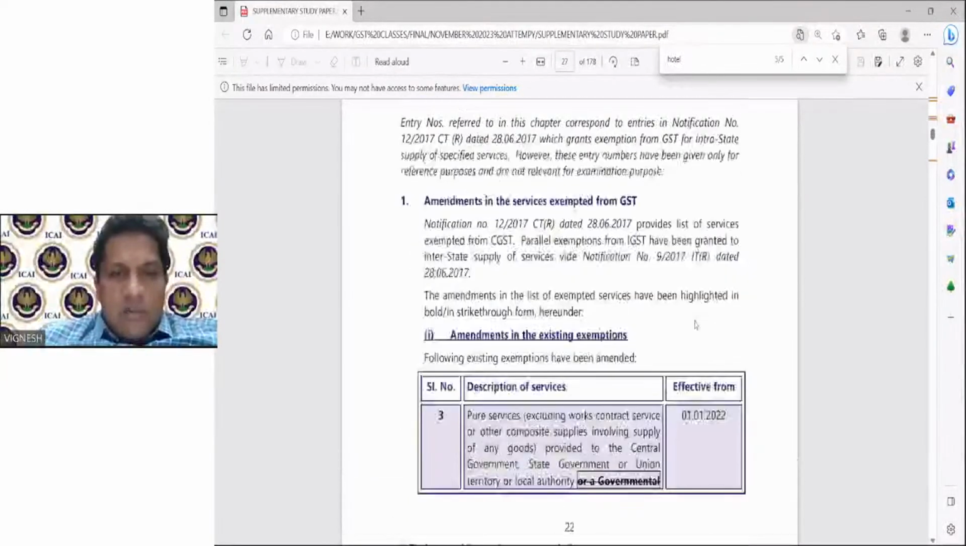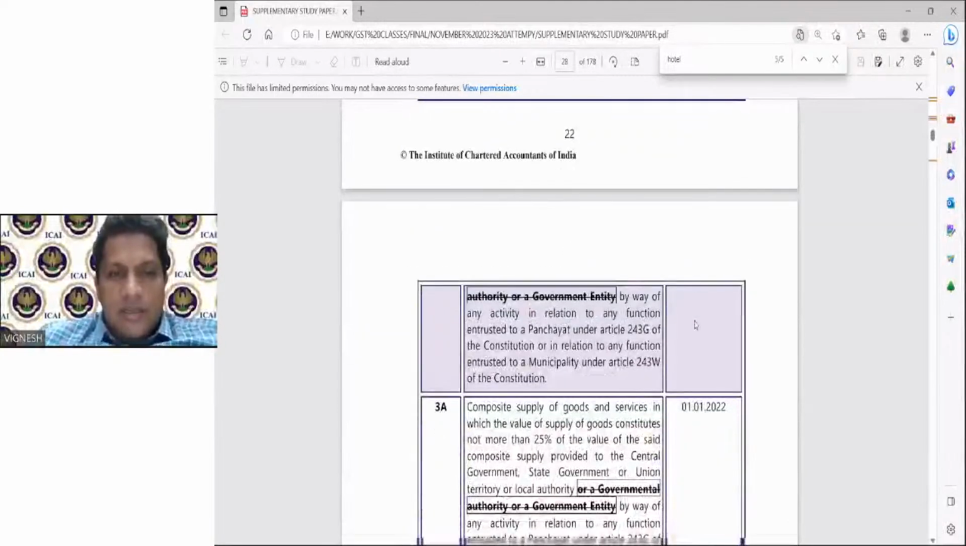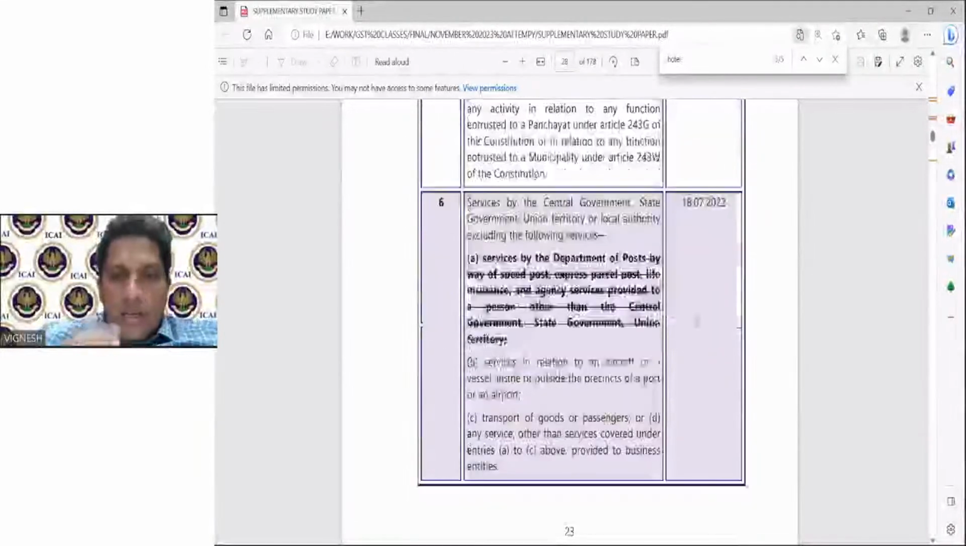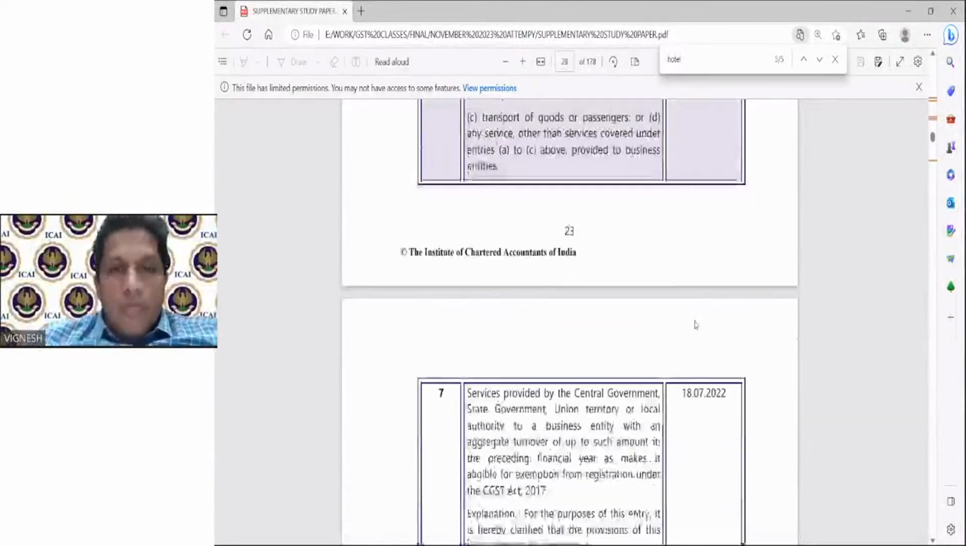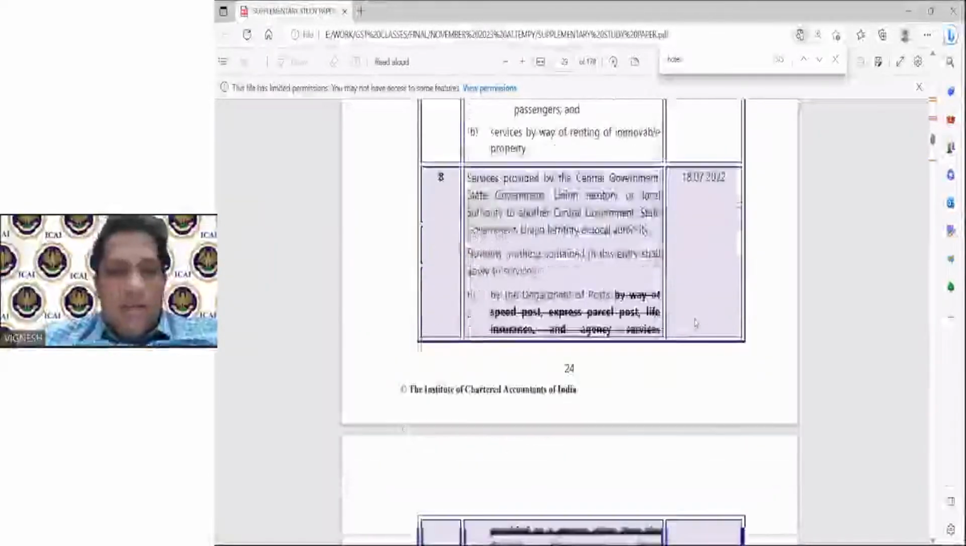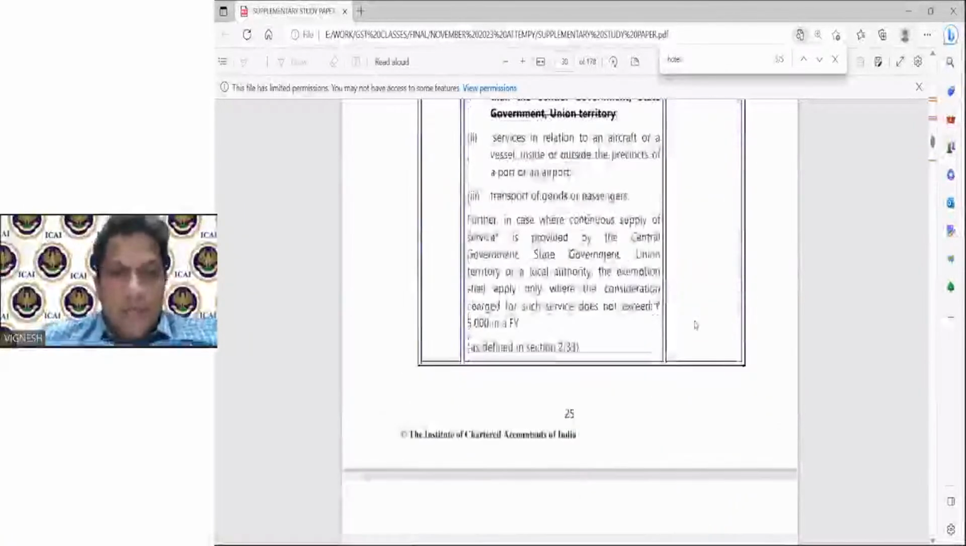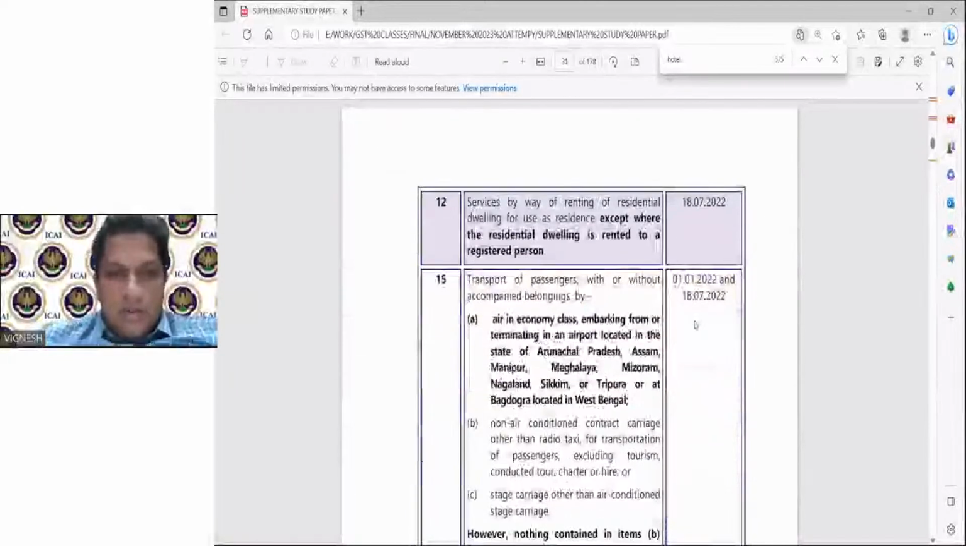First thing we have already covered, pure services, where this government and authority entity has been deleted. 3A also we have already covered. Entry 6 also we have already covered, wherein types of services have been removed. And 7 also is the same thing what we have covered. 8 also is the same thing. We are just revising in case we have missed out anything. 9 also is the same thing. This also we have seen.